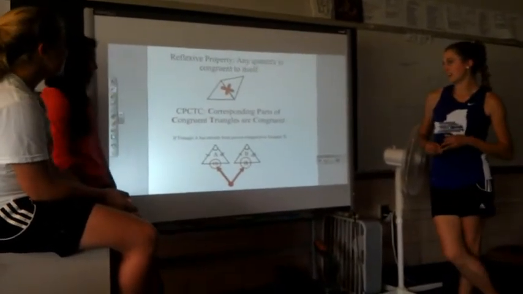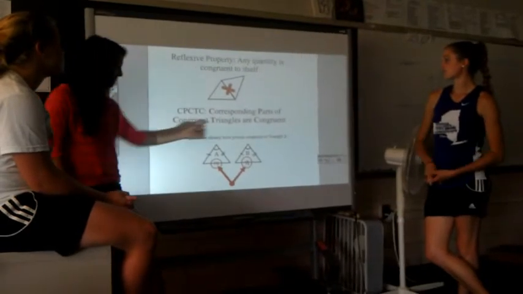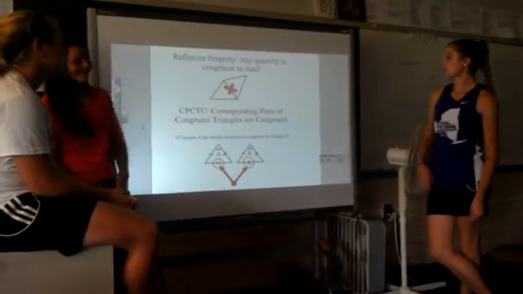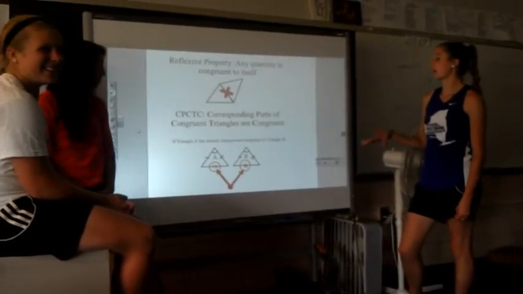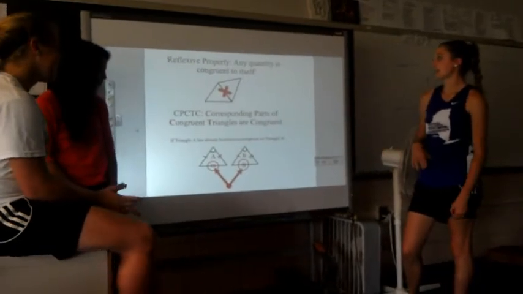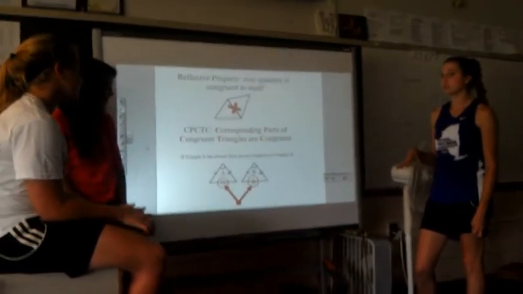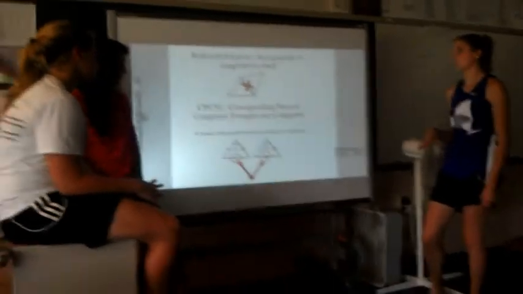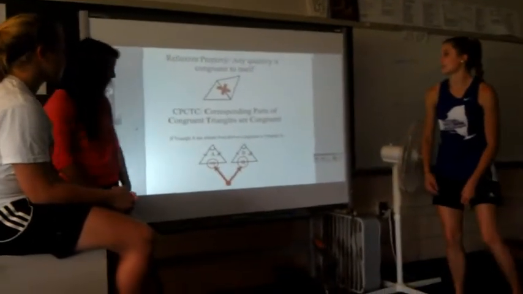Someone take that away from me? Corresponding parts of congruent triangles are congruent. So this means if we've already proved two triangles congruent, we can say that another part of them that we didn't use to prove them congruent is also congruent to the other triangle. So Carly, can you help me show that?